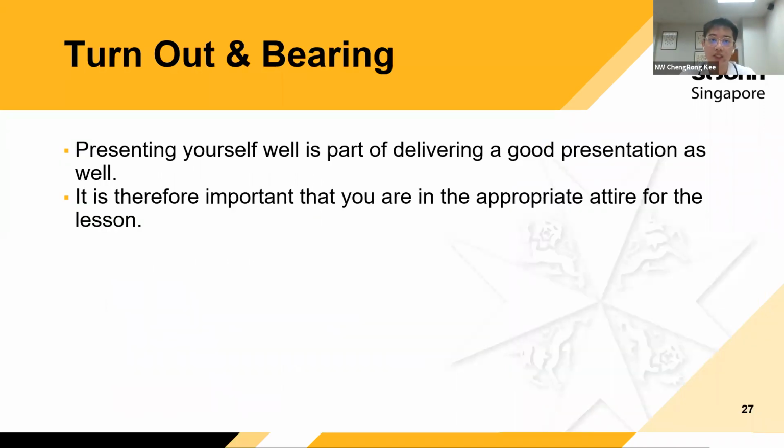For turnout and bearing, always ensure that you are well presented yourself. At least wear a half uniform during a MOI session. It is important to present yourself well when you're presenting a MOI based presentation.